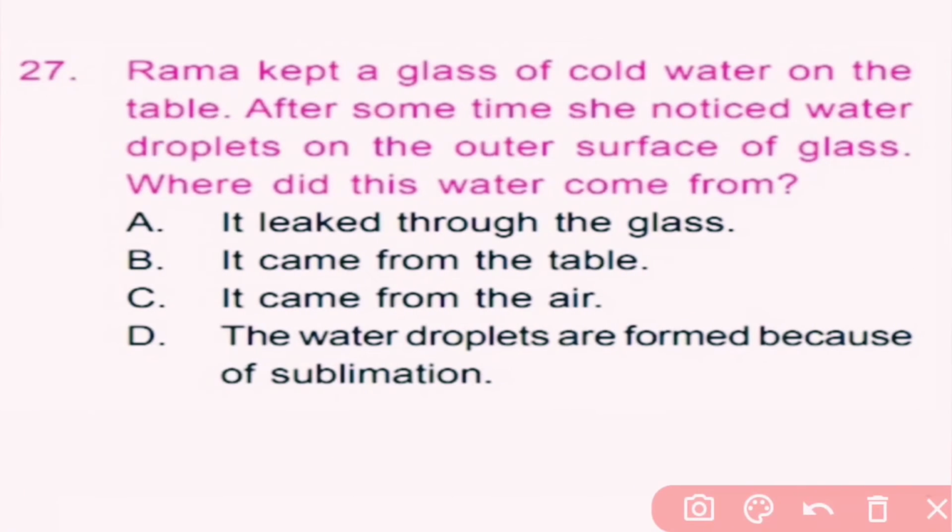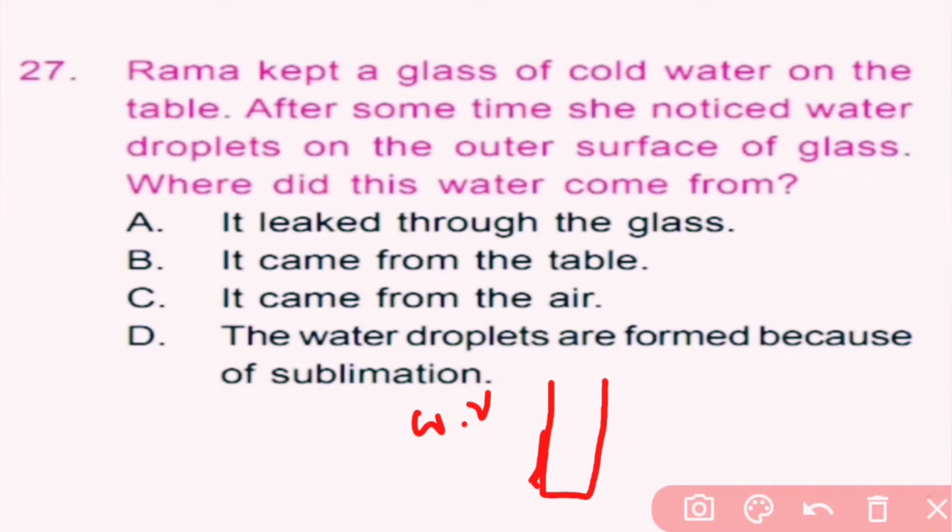Question number 27. Rama kept a glass of cold water on the table. After some time she noticed water droplets on the outer surface of the glass. Where did this water come from? Water vapor present in the air condenses on the cooler surface of the glass.